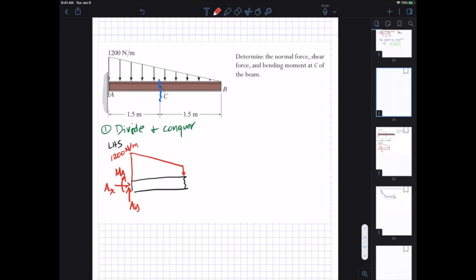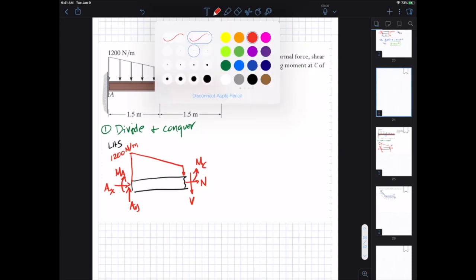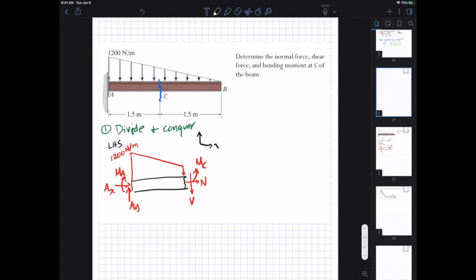Our internal forces are going to generate N out tensile, shear down, and then we have a moment at C. Now let's look, and what are we missing? A coordinate system. Now let's look at the right-hand side.